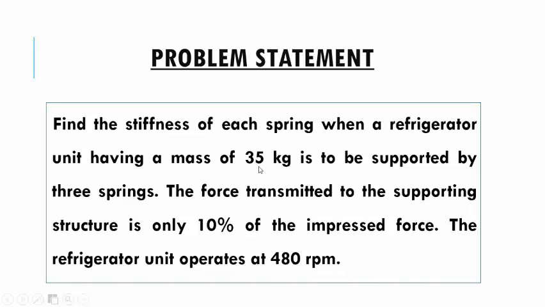So here this 35 kg corresponds to the total mass of the refrigerator unit. So this can be considered as small m. It is supported by 3 springs. The force transmitted to the supporting structure Ft is 10% of the impressed force Fo. And the refrigerator unit operates at 480 rpm. Data can be taken as n. So we can take down the data given in the problem.